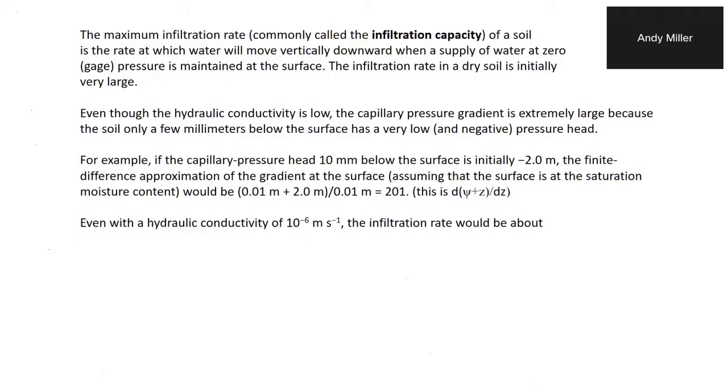So now let's translate that into millimeters per hour. That's 2.01 times 10 to the minus 4 meters per second, and a meter is 1,000 millimeters, so it'll be 0.201 millimeters per second. How many millimeters per hour is that?